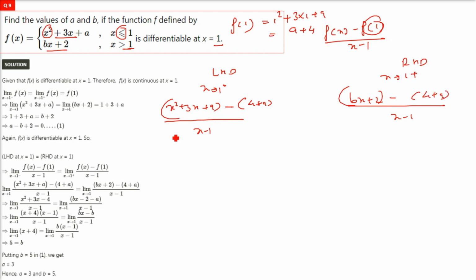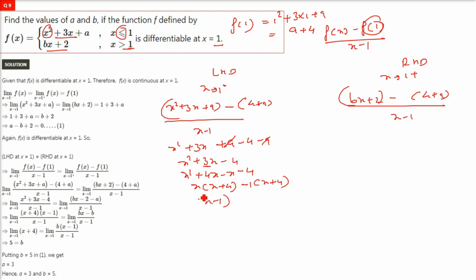So let us solve the numerator first. X square plus 3x plus a minus 4 minus a. Now here this a gets cancelled. X square plus 3x minus 4. So we can get the factors here. You can write x square plus 4x minus x, minus 4. X you can take common, x plus 4, minus 1 you can take common, x plus 4 it will be. And it will be x minus 1 into x plus 4 in the numerator. And in the denominator you already have x minus 1. You can just cancel these two out.